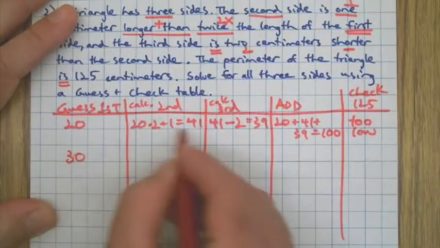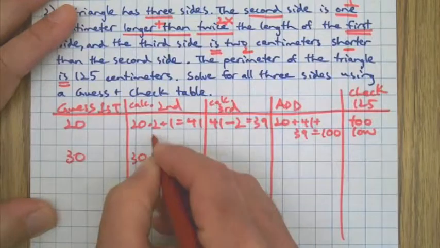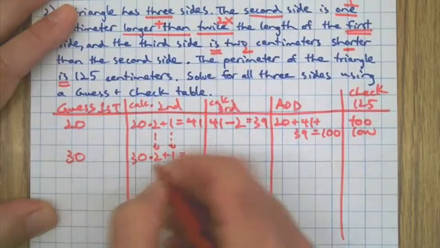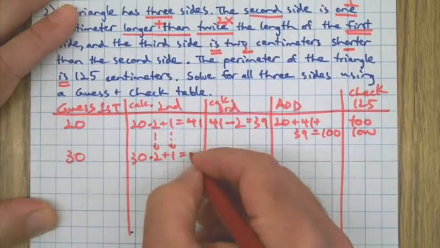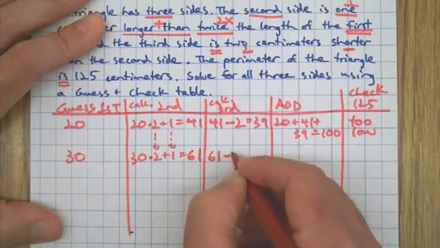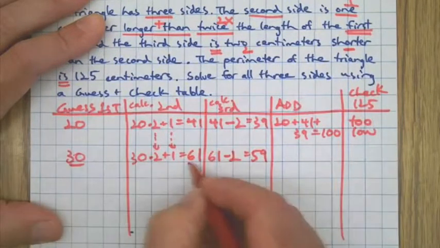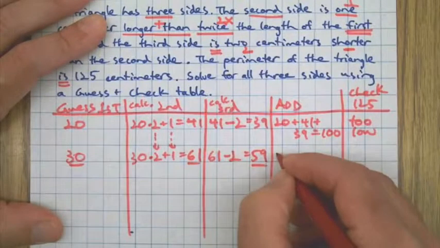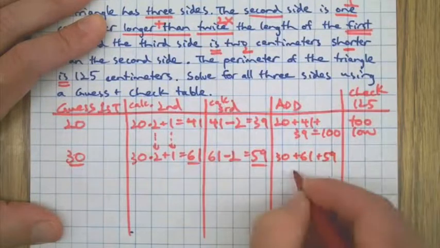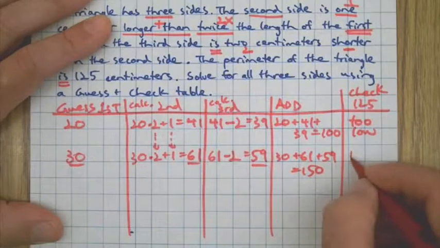I'm going to repeat this pattern of times 2 plus 1, just like we did there. 30 times 2 is 60, plus 1 is 61. 61 minus 2 is 59. Then we're going to add the three sides. 30 plus 61 plus 59 is 150. And that's too high.